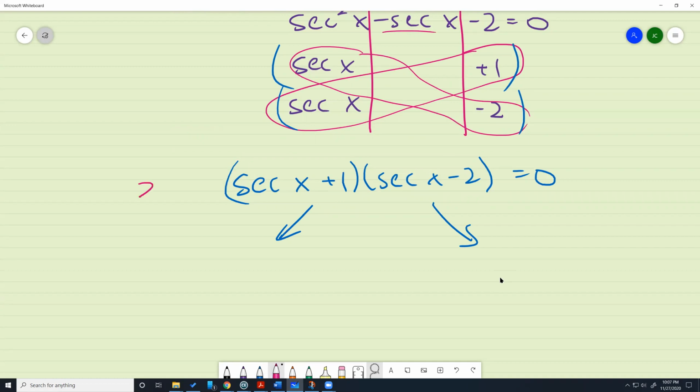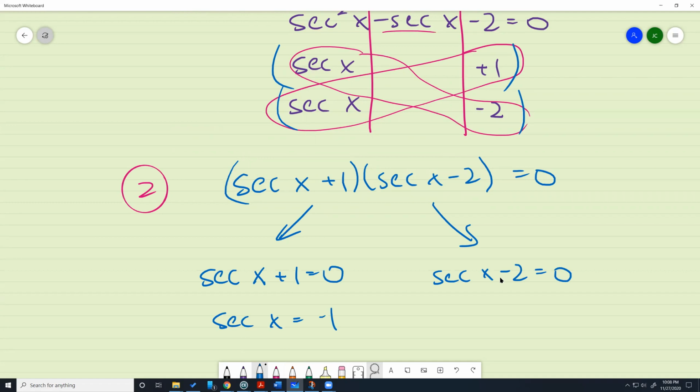Okay. And now you can go ahead and solve it just like an algebra equation. By the way, we're in step 2 now. We set it equal to 0, and now we're solving for x. So I'm going to split this up. Solve for x the rest of the way.